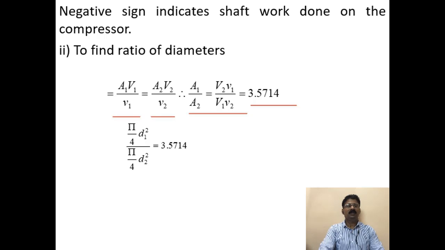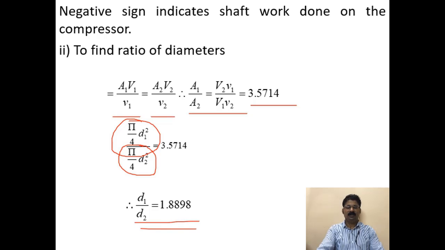Now A1 is nothing but pi by 4 into D1 square, and A2 is pi by 4 into D2 square. So it becomes D1 square by D2 square. If you simplify further, you will get D1 by D2 as 1.8898. Okay.